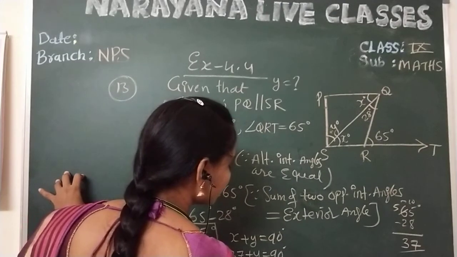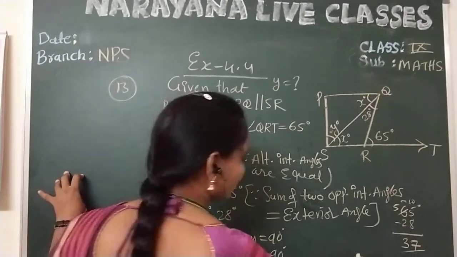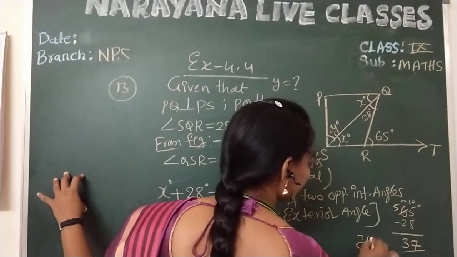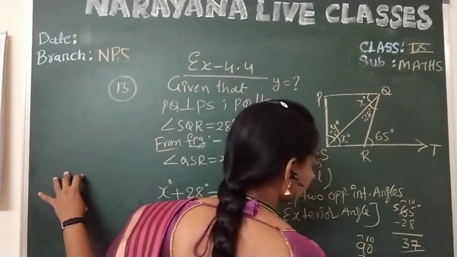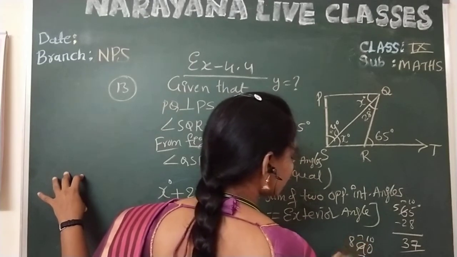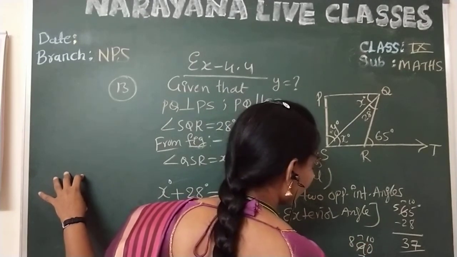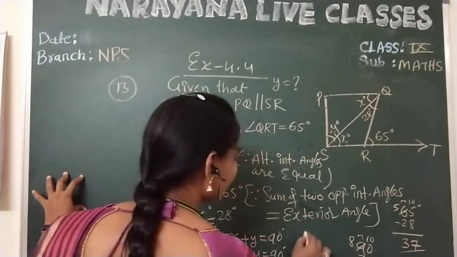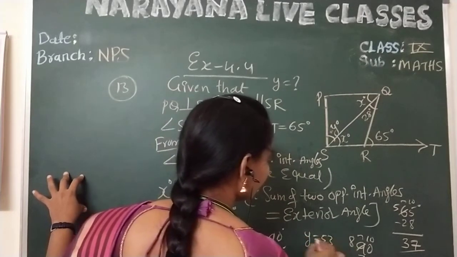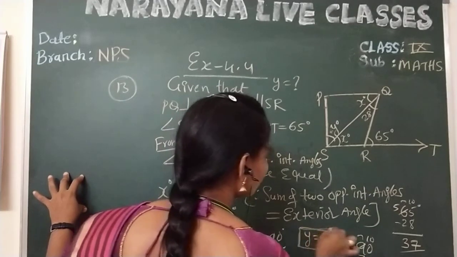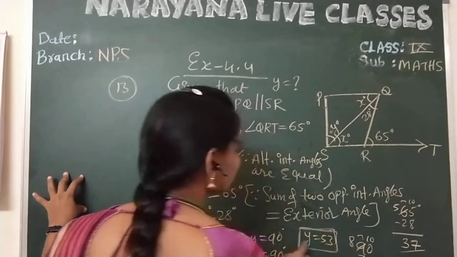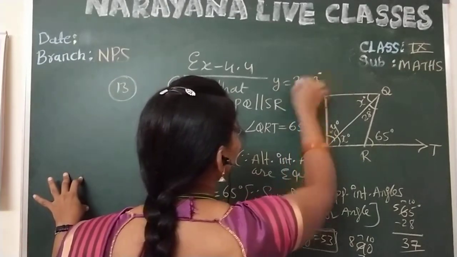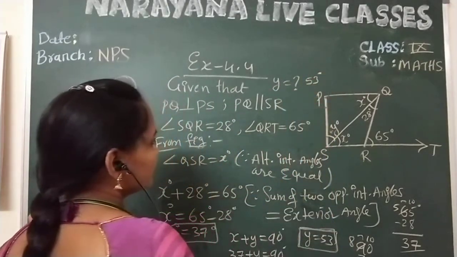So y is equal to 90 minus 37. Now you should subtract 37 from 90. 10 minus 7 is 3. Here it becomes 8, and 8 minus 3 is 5. So 53 degrees. We got the y value is 53 degrees. That is our only requirement in this question. Here we can write angle y is 53 degrees.